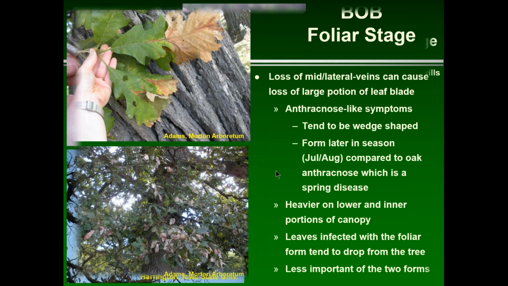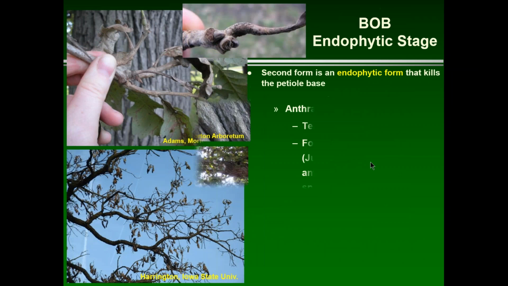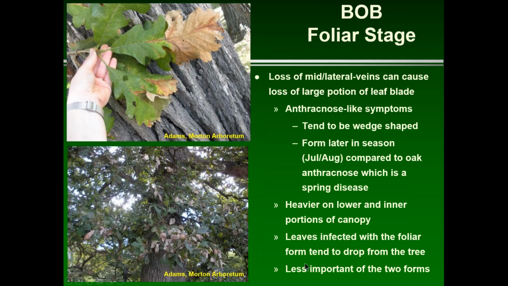The foliar form is kind of considered the less important of the two forms compared to the endophytic form, which we will talk about next.